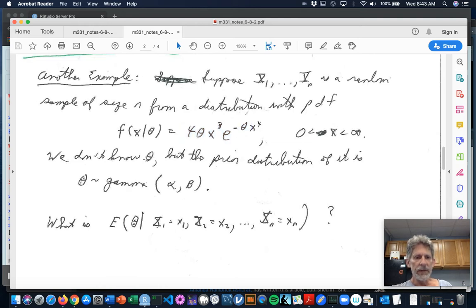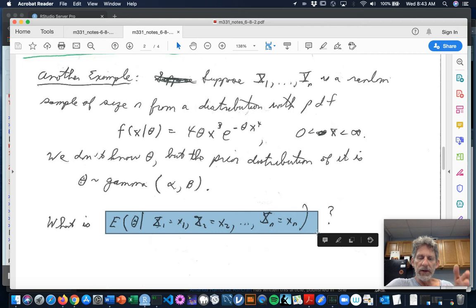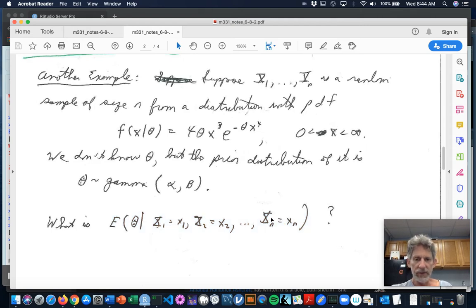Now, we don't know theta, but suppose we can treat it as a trial of some random variable capital theta whose distribution we do know, and say we know it's gamma alpha beta. Could we get the conditional expectation for theta given data? That is, given that capital X1 turned out to be some specific little x1 all the way up to capital Xn being some specific xn. Could we get that conditional expectation?